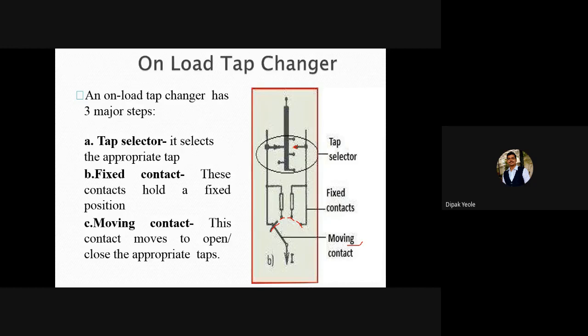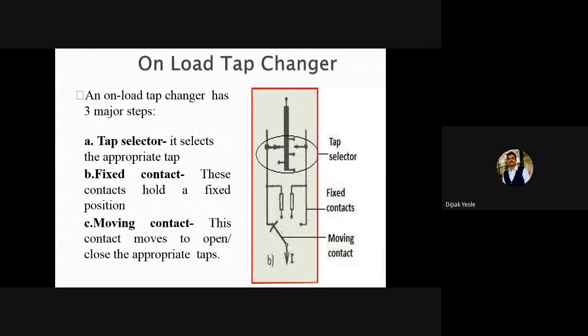And moving contact. This contact moves to open, close the appropriate taps. Now what you have to do? You have to select the moving contact. Let's say the moving contact is connected to this position. Let me use the eraser so that you can understand this concept clearly.